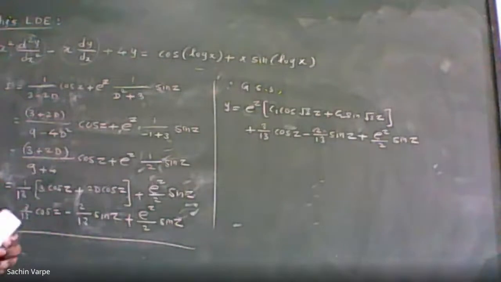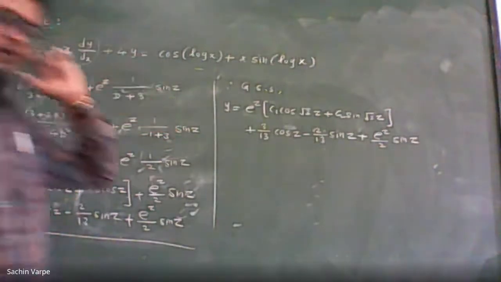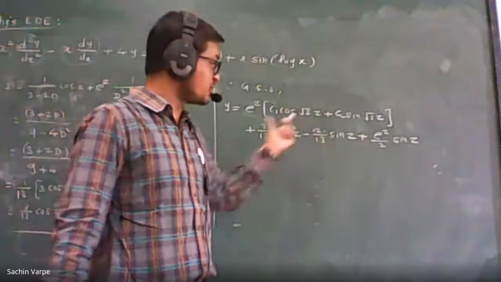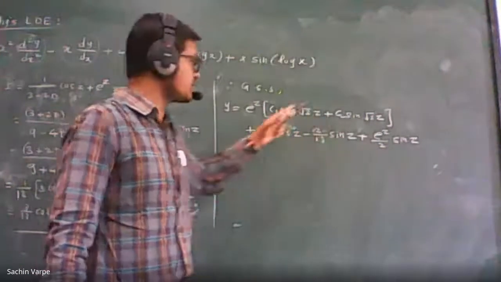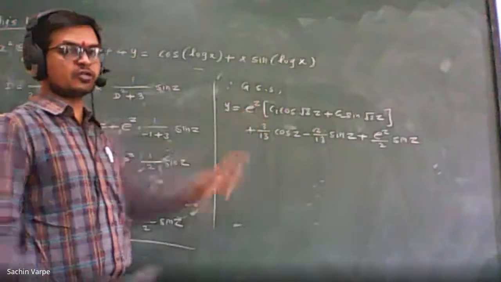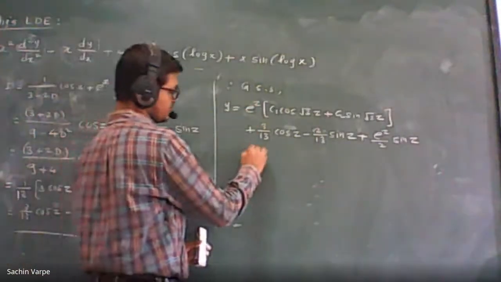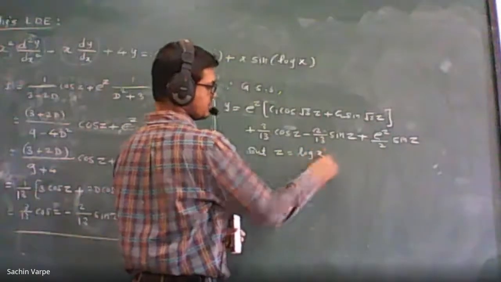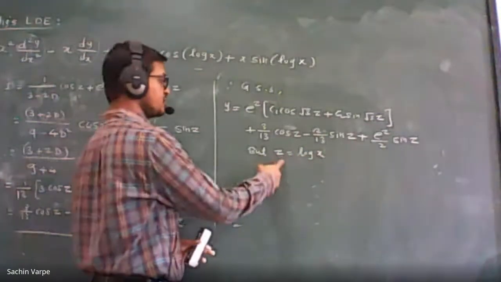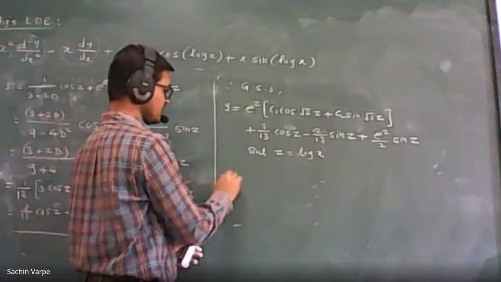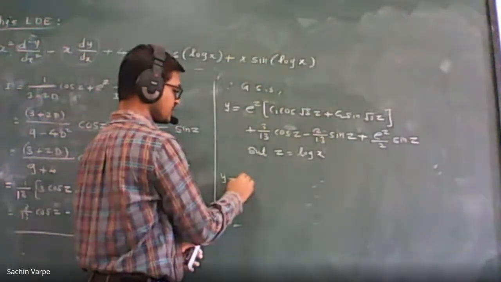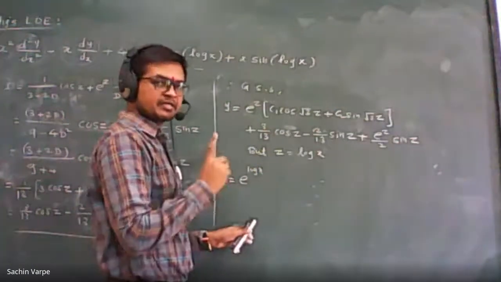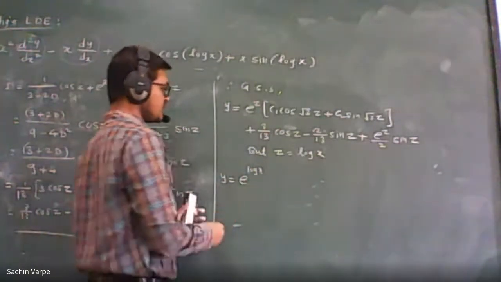But remember, that is not the last step, because our main differential equation is in terms of x. So its solution must be in terms of x. So let us resubstitute the value of z. What is the value of z? z is log x. So let us substitute z equal to log x into this. So therefore y is equal to e raised to log x. What is the value of e raised to log x? x, right? e raised to log x means x.